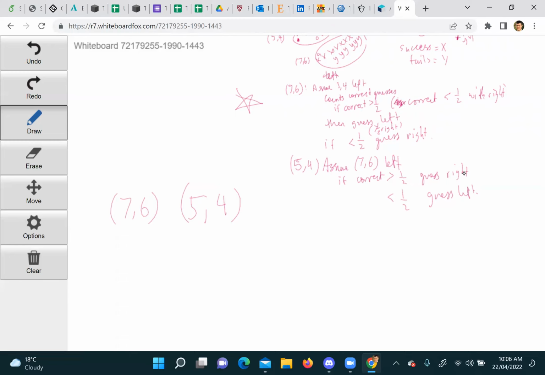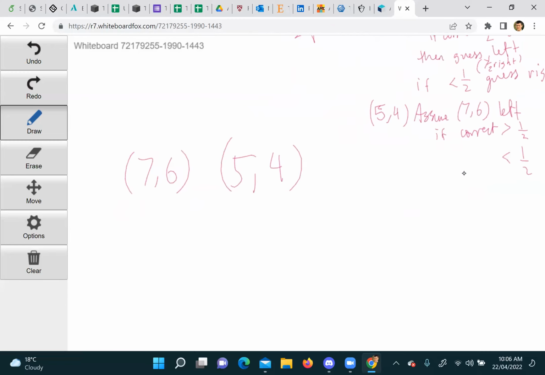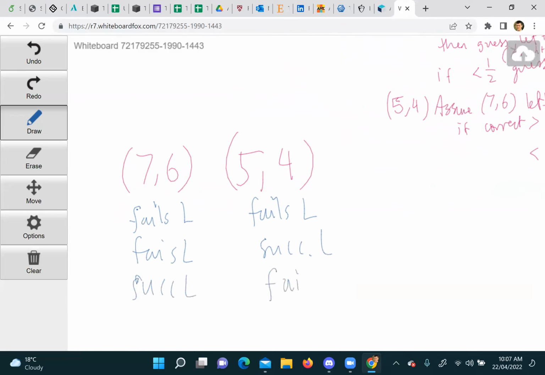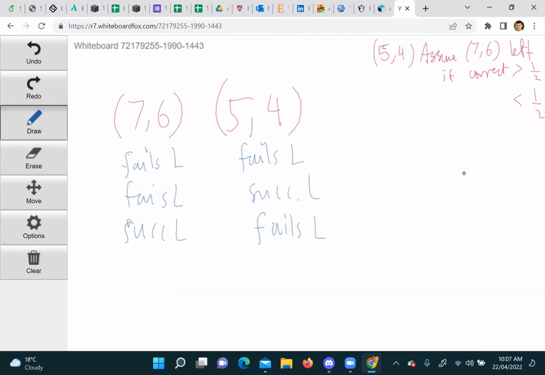Okay. Yeah. That's really it, isn't it? Actually, possibly. So there's 4 cases. There's fails left, fails left, succeeds left, succeeds left, fails left, then succeeds left, succeeds left. Yeah?